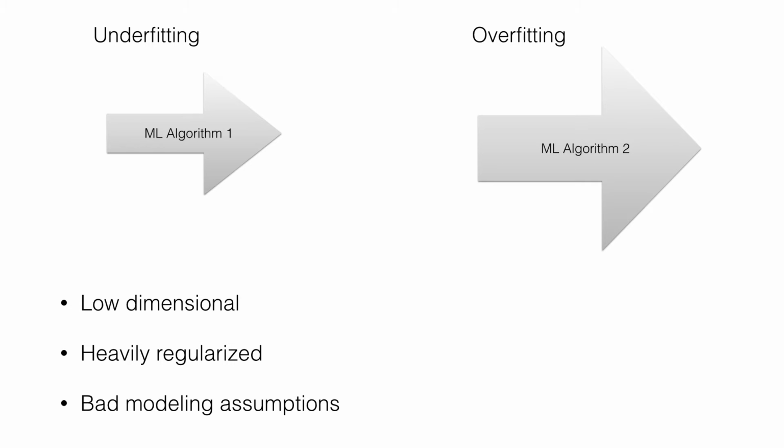And then lastly, sometimes even if you have that parameter tuned right and you have the right dimensionality, if your modeling assumptions are totally wrong and don't really reflect the real world or whatever is generating your data, then no matter how good your learning algorithm is, if the space of hypotheses doesn't even include a hypothesis that accurately models the data, then you're going to underfit.